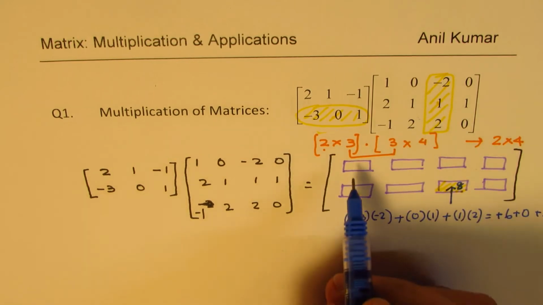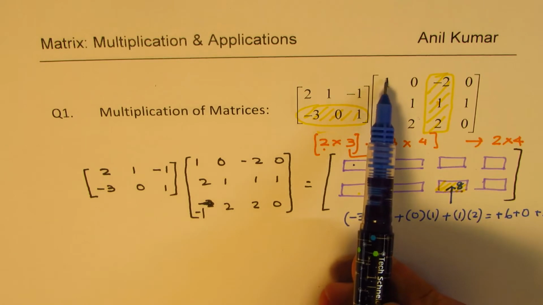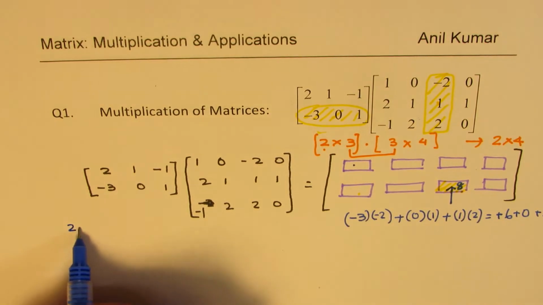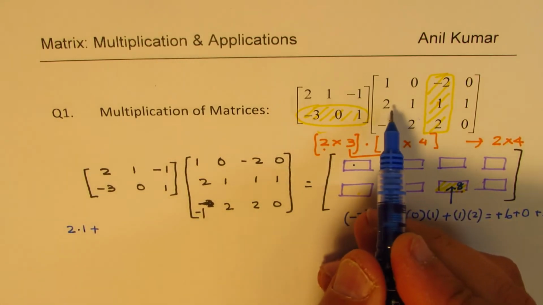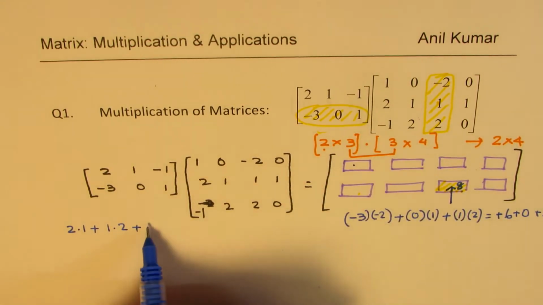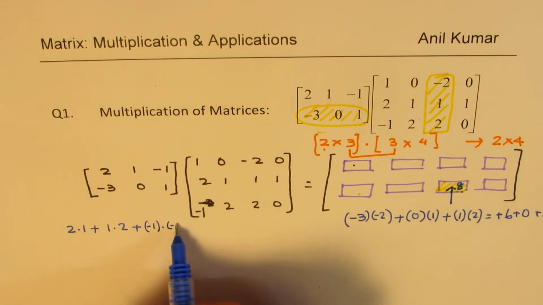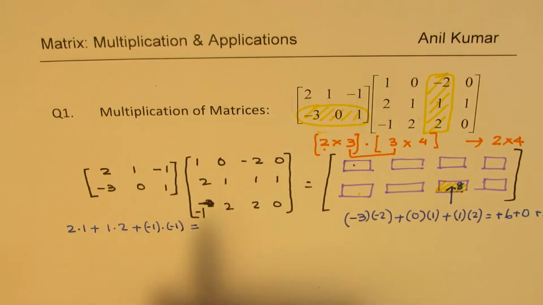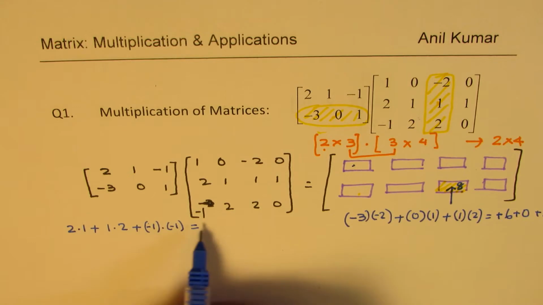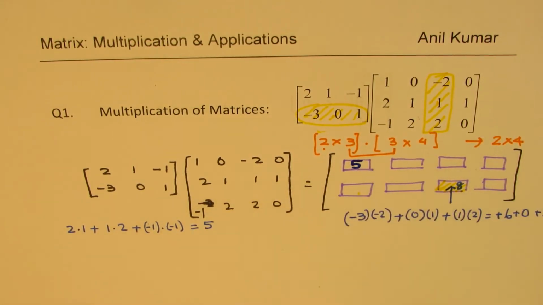So to get the element here, what should I do? I should multiply the first row with the first column. Correct? So we'll do 2 times 1. So we'll write here 2 times 1 plus 1 times 2 plus minus 1 times minus 1. Correct? So in that case, we'll get this result, which is 2 plus 2, 4 plus 1, 5. So 5 will come in this position. Do you understand?